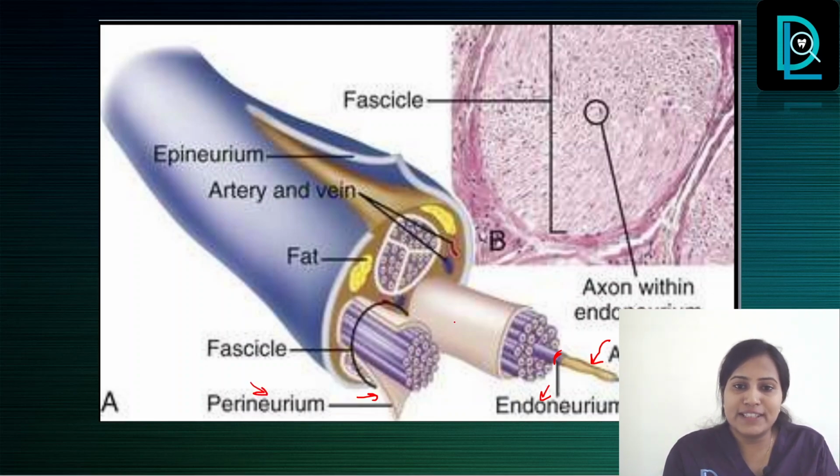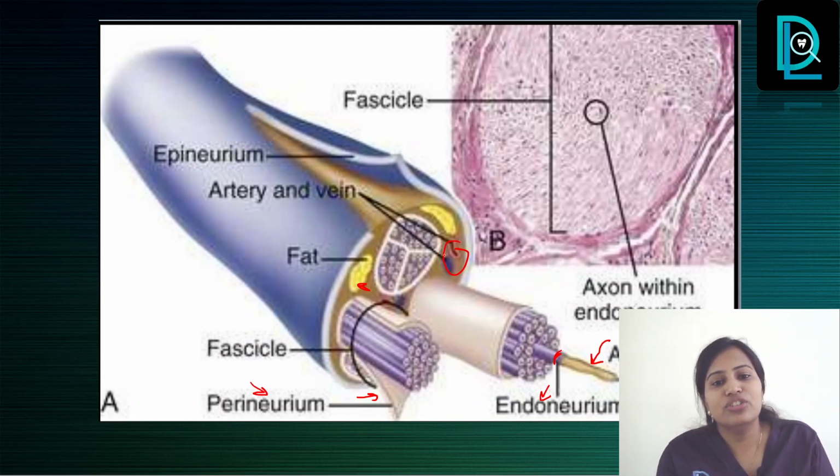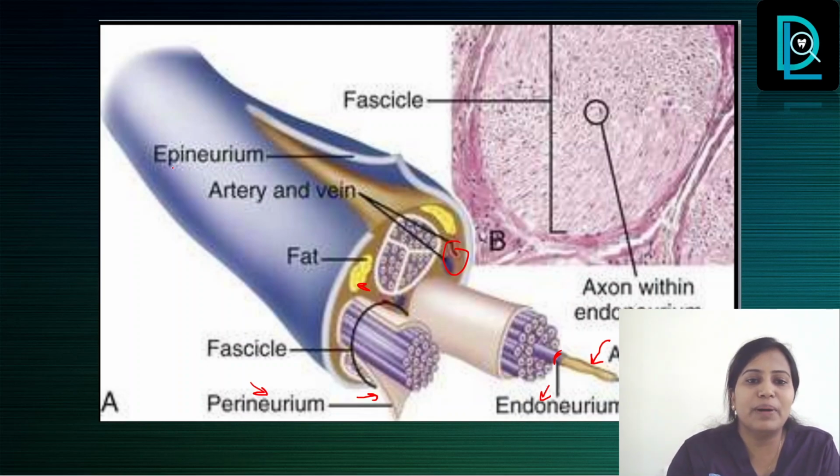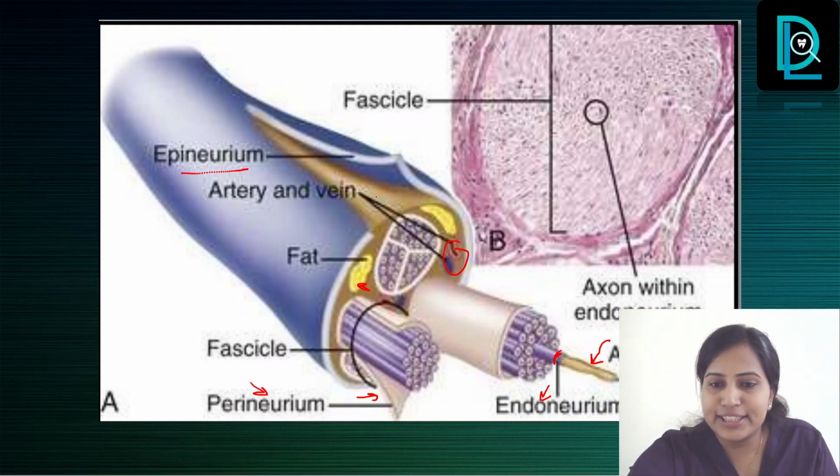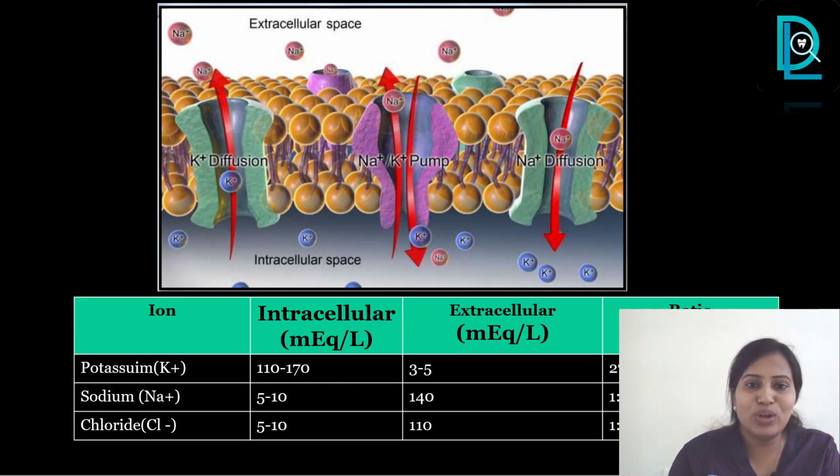Now so many of these vesicles are again packed together inside the connective tissue with all those connective tissue contents such as your blood vessels here, then your fat, all those things. And this connective tissue along with the vesicles is covered by your outermost sheath, that is epineurium. Okay, that's how the arrangement of the neuron is. Now let's see what is happening in a nerve membrane in a resting state.